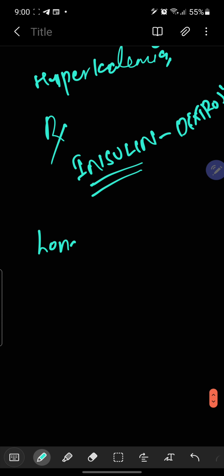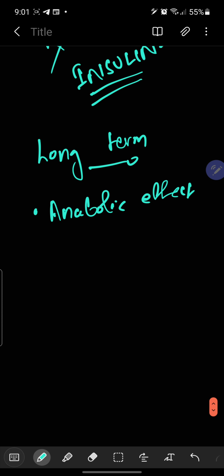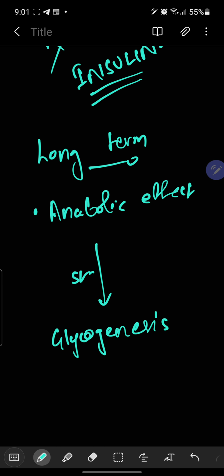Insulin, when it reaches the blood, also has long-term effects, that means effects which occur in hours and days. The effect is anabolic. Insulin has many anabolic effects. It will stimulate glycogen synthesis.